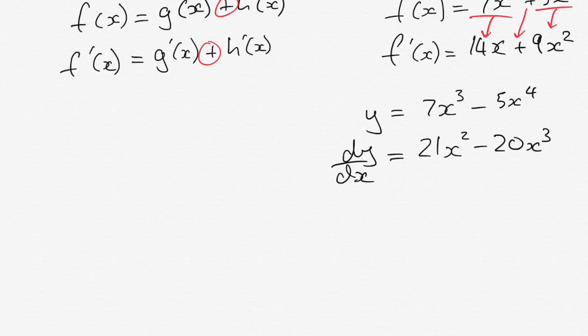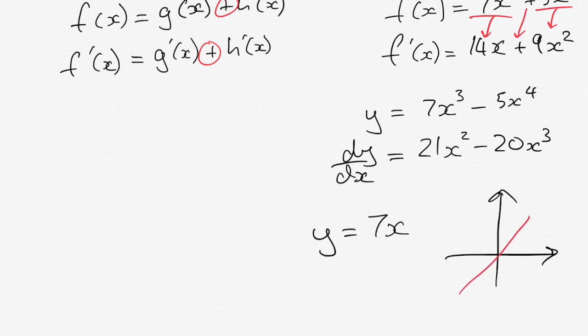What if the power is missing, or an even simpler case? Let's have a look at how we find the derivative of 7x. Well, there's two ways to think about it. One of which is to remember that we know what the line y is equal to 7x looks like. It looks like that, where we have a gradient of 7 the entire time. So dy/dx is equal to 7.